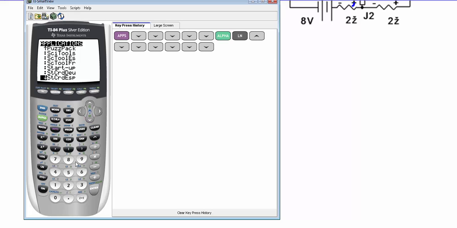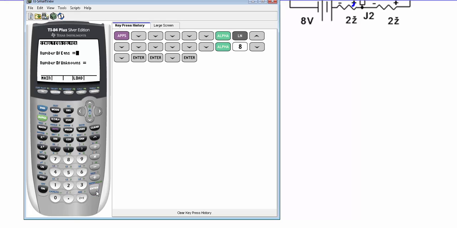Maybe it's called poly-simultaneous. So I'm going to go with alpha P, and here we have poly-simultaneous. Okay? I'm going to choose enter, enter, and we're going to do a simultaneous equation solver on 2. And so the number of equations we have is 3. The number of unknowns we have is also 3. Okay, enter.